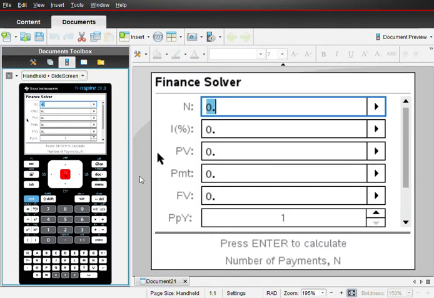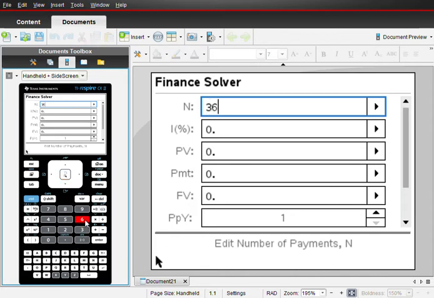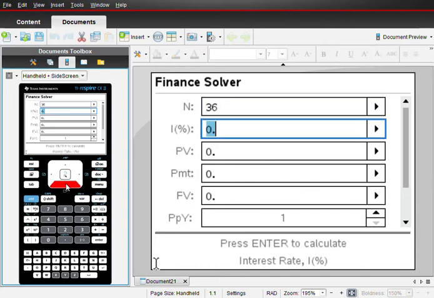So let me go over the Finance Solver a little bit for you. N is always the total number of periods. And it's not necessarily the same thing as the number of years. So if I say the money is compounded monthly for 3 years, that's actually 36 months. So keep that in mind.